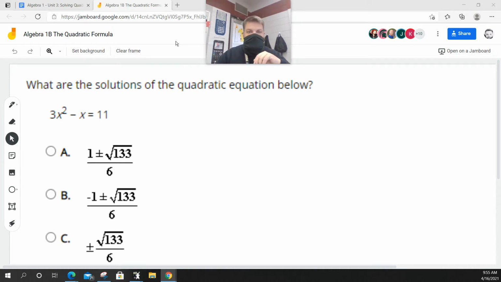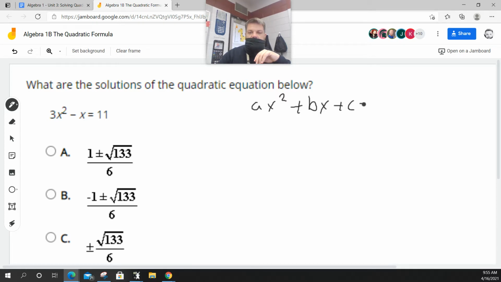All right, so it says, what are the solutions to this quadratic equation? Heck, I don't know. Well, remember, we've got to make sure it looks like this: ax squared plus bx plus c, and then we plug that into the quadratic formula. We're not there yet. So I have 3x squared minus x equals 11.